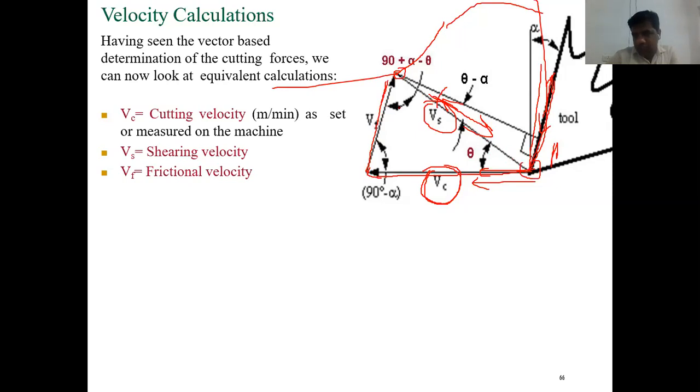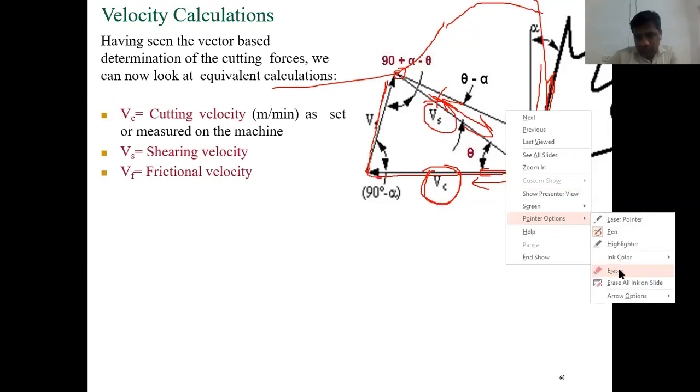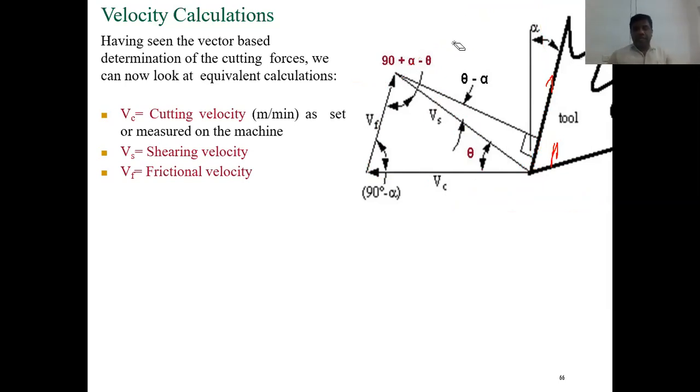Velocity of shear. So now we are going to get a triangle. I'm erasing all this. So finally, we are going to get a triangle. The 3 sides of the triangle represent 3 different velocities, right? So in this typical triangle, one side is Vc, the cutting velocity, one side is Vf, the friction velocity or nothing but flow velocity, and one side is Vs, nothing but your shear velocity.